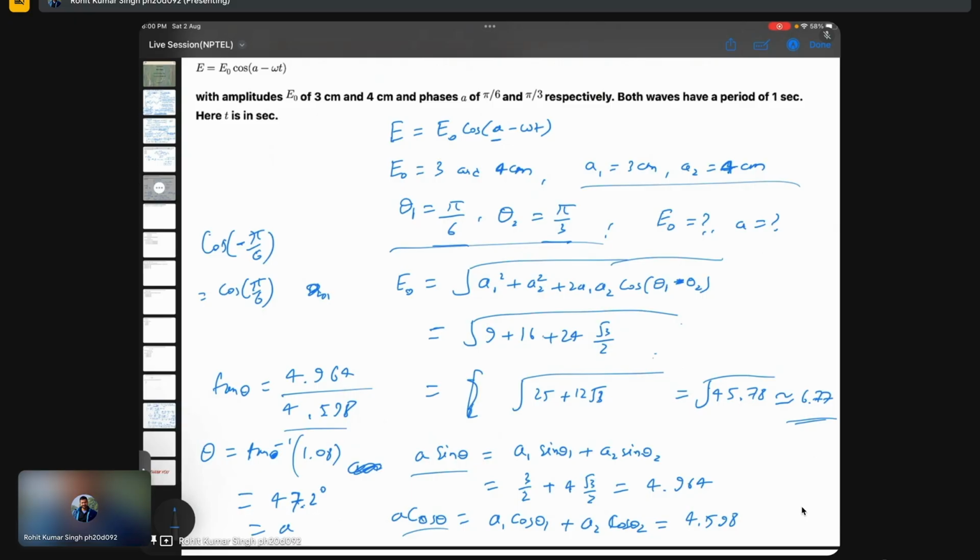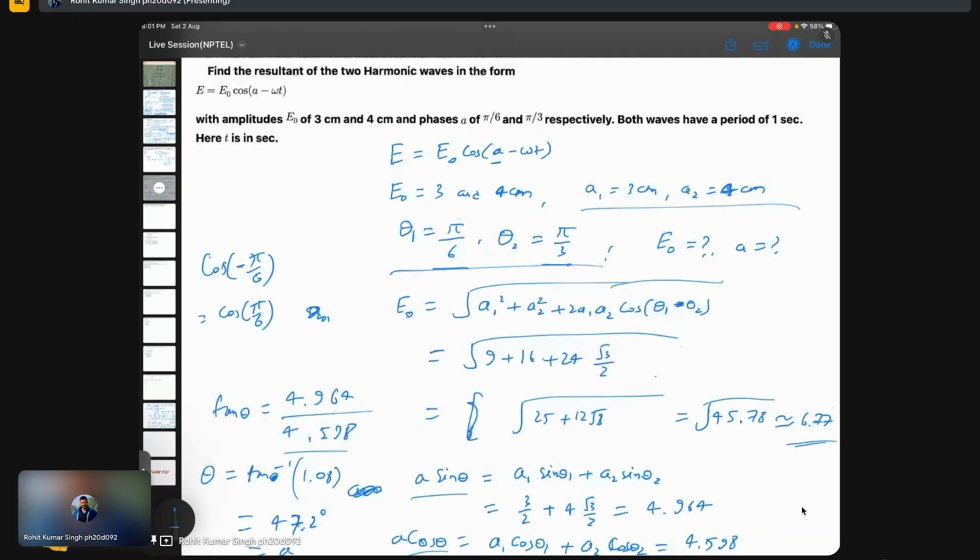Yes, right? Did I say cos pi by 3? Sorry. So yeah, it will be cos minus pi by 6, which is just cos pi by 6, which is root 3 by 2. Fine. Thank you for pointing it out.